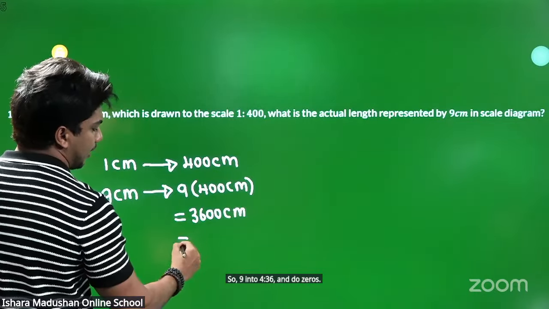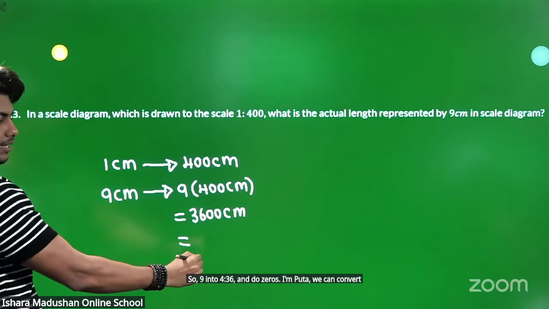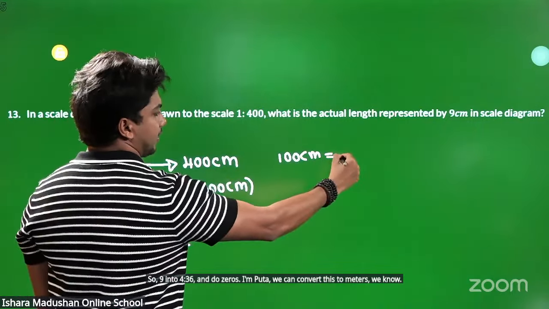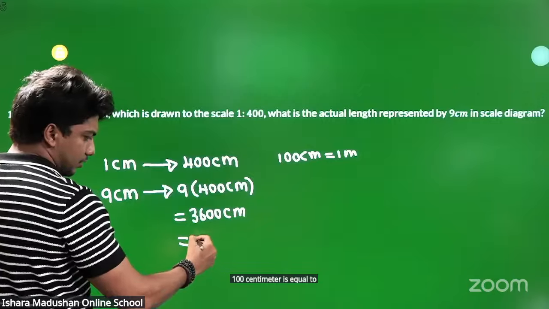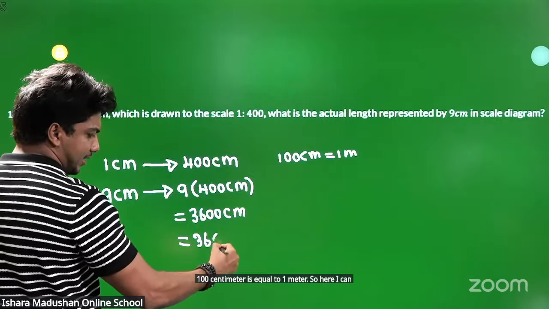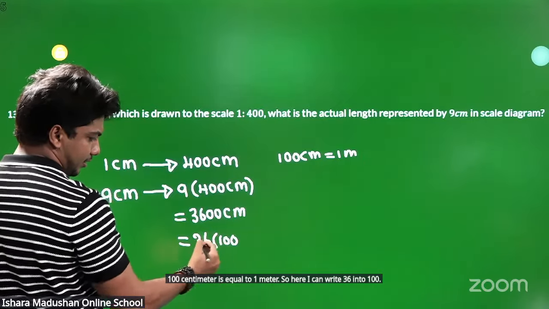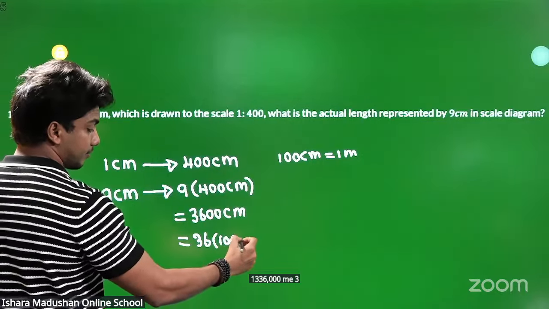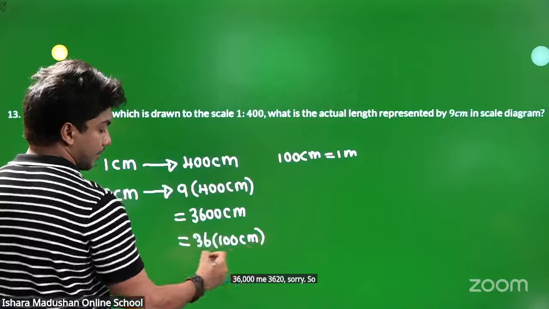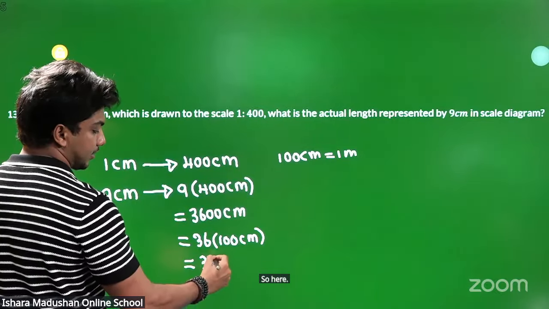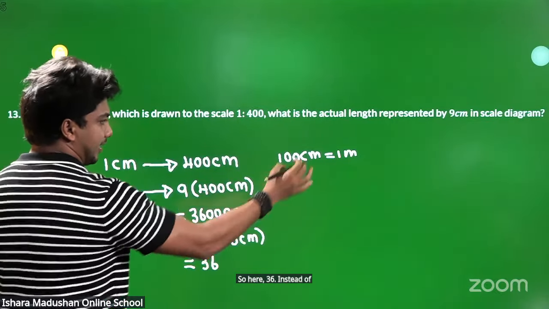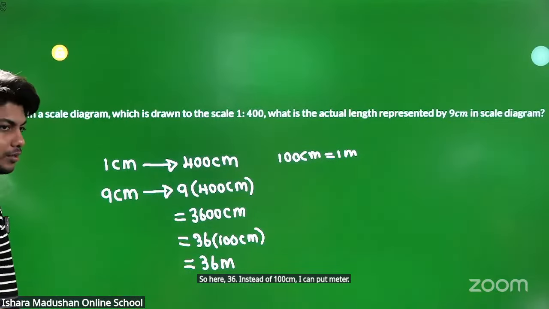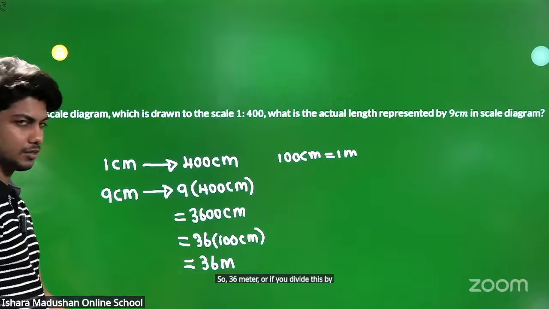And we can convert this to meters. We know 100 centimeter is equal to 1 meter. So here I can write 36 into 100. 36 into 100 is 3,600, sorry. So here it is centimeters. Instead of 100 centimeter I can put meter. So 36 meter. Or if you divide this by 100, 36 meter.